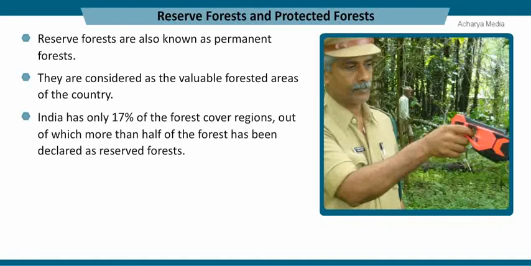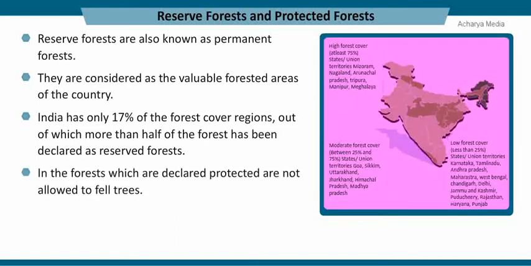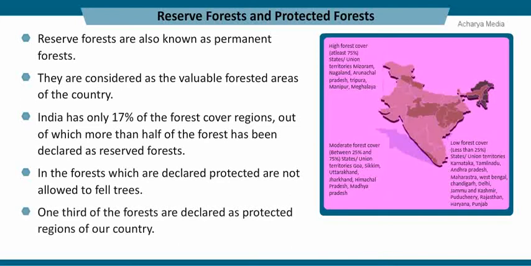India has only 17% forest cover, out of which more than half of the forest has been declared as reserved forests. In the forests which are declared protected, people are not allowed to fell trees. One third of the forests are declared as protected regions of our country.